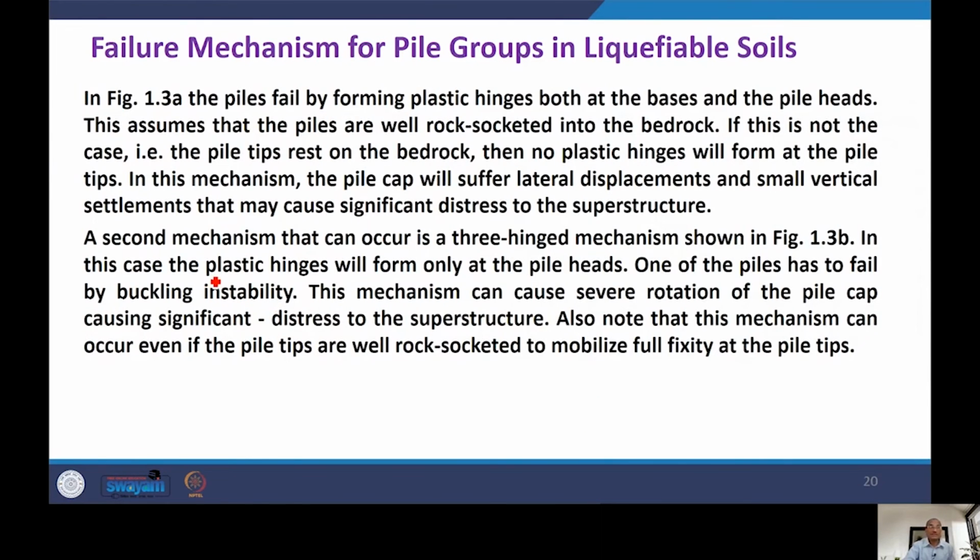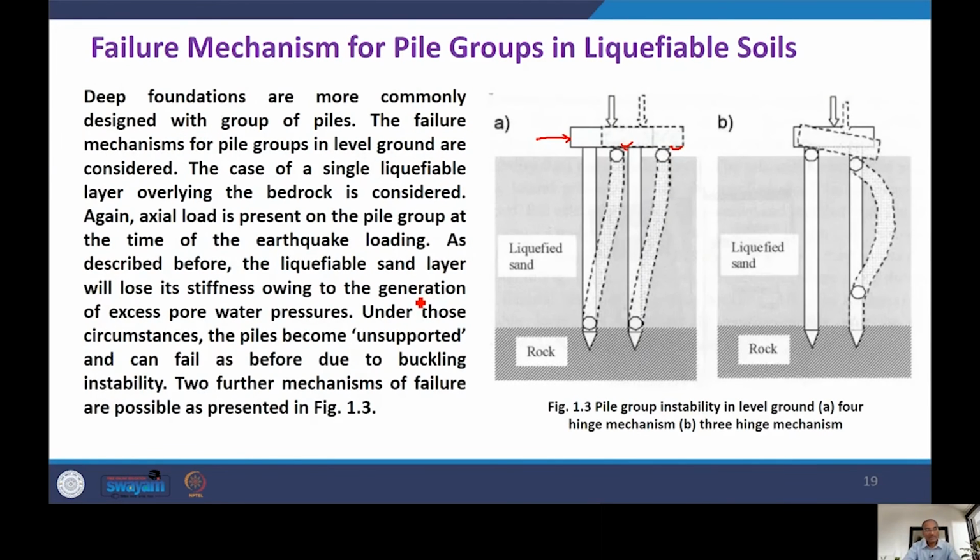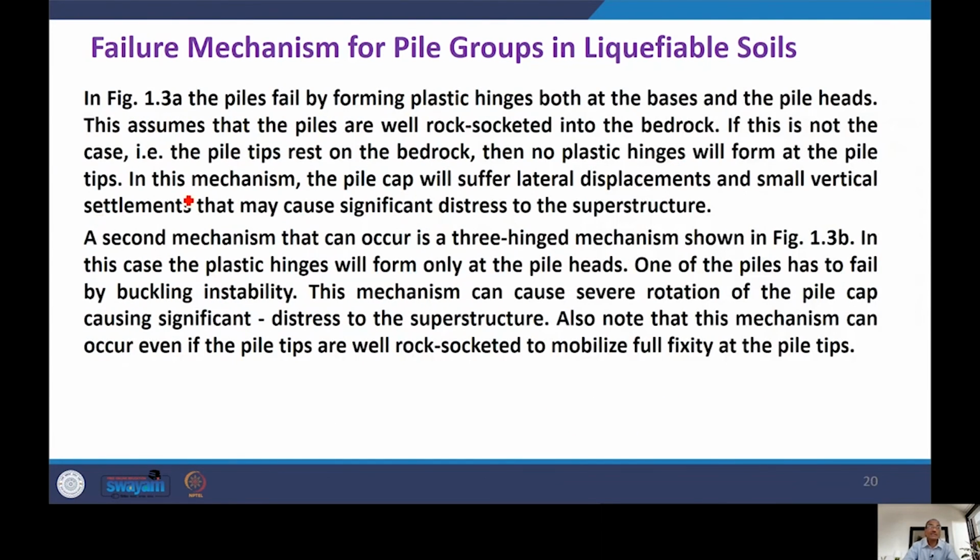So this thing we have already discussed. Now let's discuss the second part here. In this case, in the first part, the pile failed by forming plastic hinges both at the base and the pile heads. This assumes that the piles are well rock socketed into the bedrock.